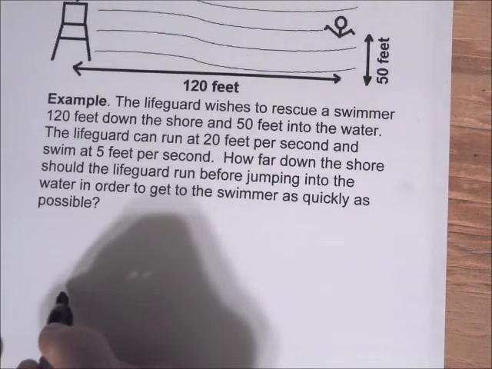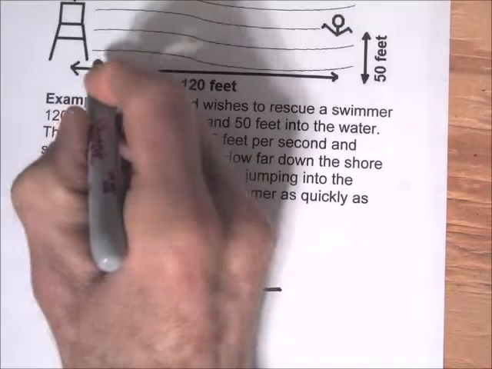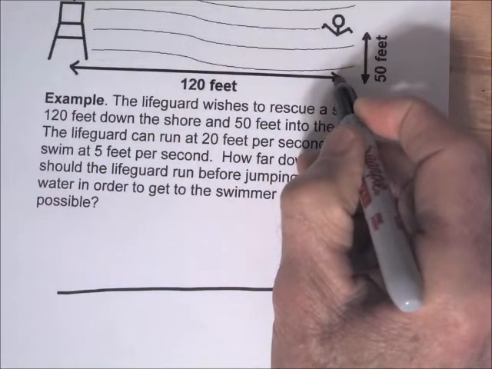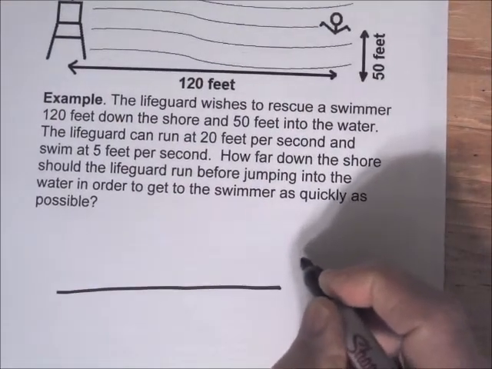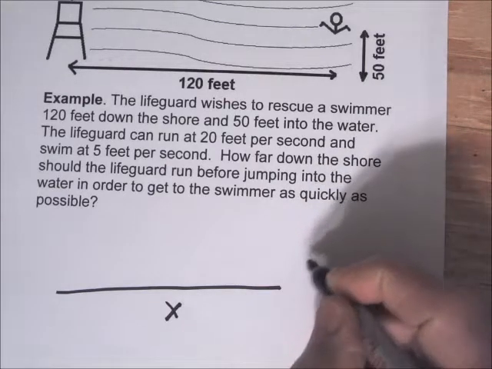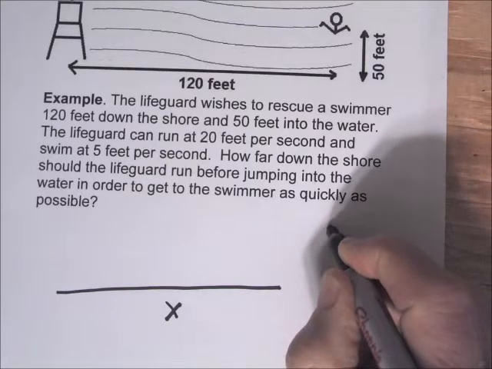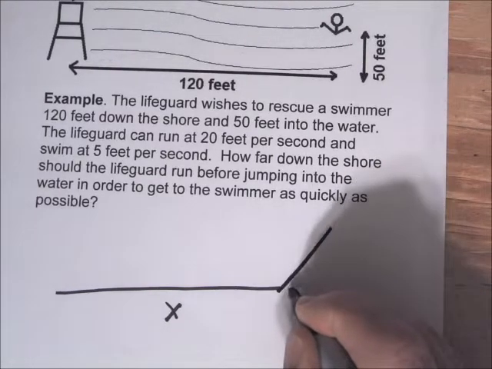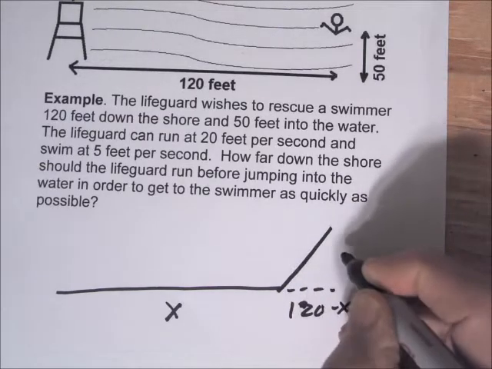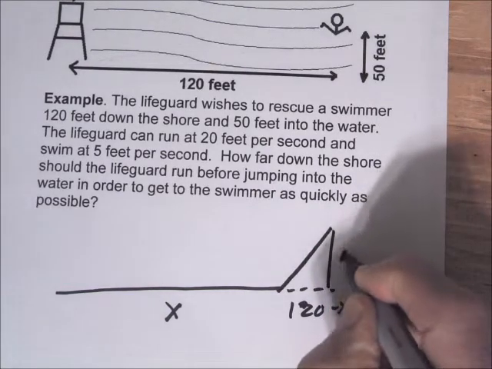So either the lifeguard will go directly into the water, or go 120 feet along the land, or maybe it will be somewhere in between. If it's somewhere in between, the picture looks something like this. We have distance x along the land, and then the remaining distance, 120 minus x, is along the shore.